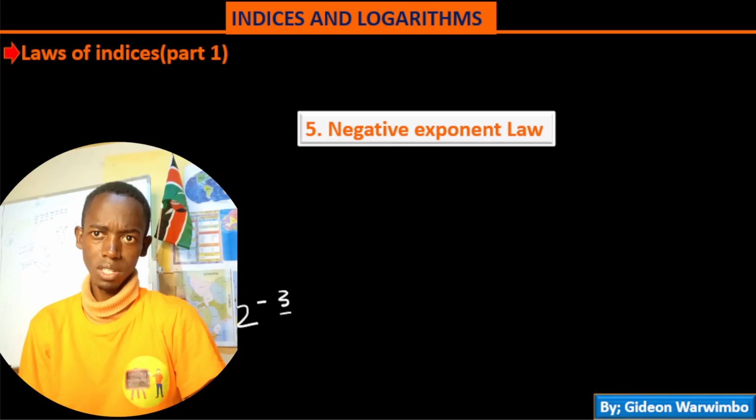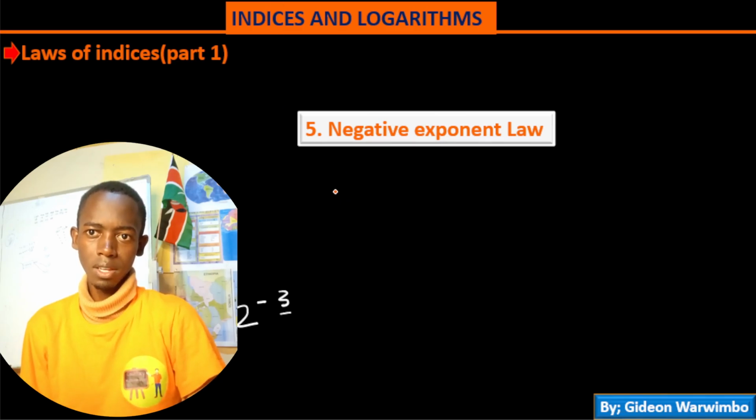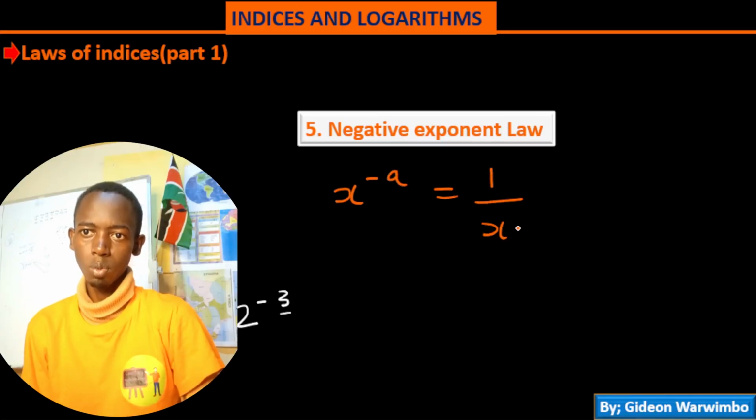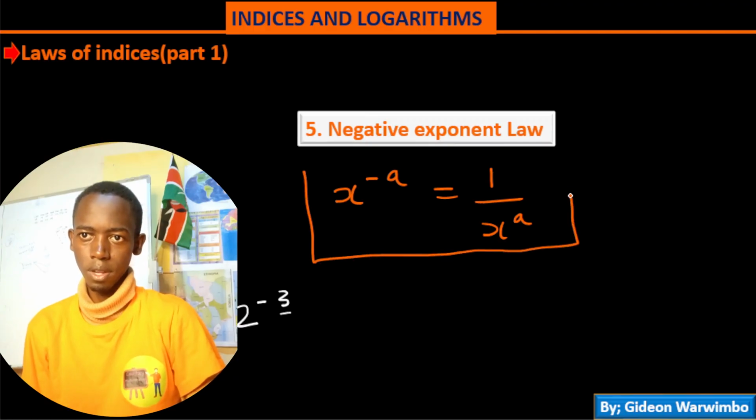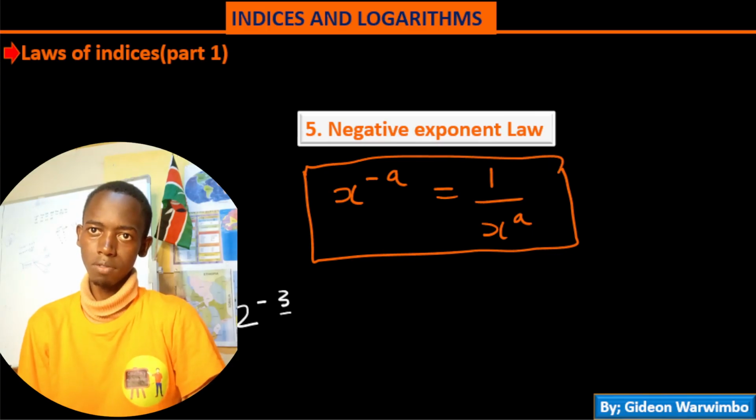So this law suggests that when you've got a case like x to power negative a, this is always equivalent to 1 over x to power a. So this is the negative exponent law, and it's very testable and very examinable. Therefore, it's very important that we understand how we are supposed to apply that.